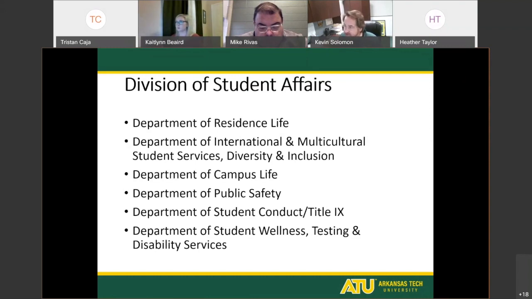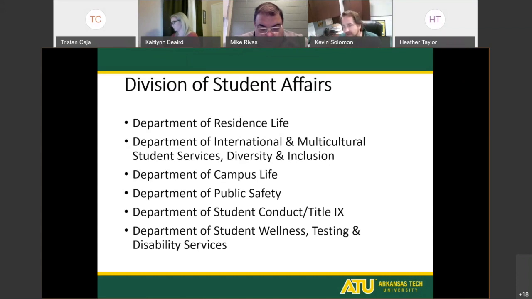Residence life, which is your housing assistantships, the housing office or dorm office, whatever you want to call it, residence life. International and Multicultural Student Services has assistantships. So does the Department of Diversity and Inclusion. The Department of Campus Life, which is your fraternity, sorority, leadership, orientation, activities, all of that stuff. Public Safety, which is our police office and our police officers, and our Department of Emergency Management has assistantships.